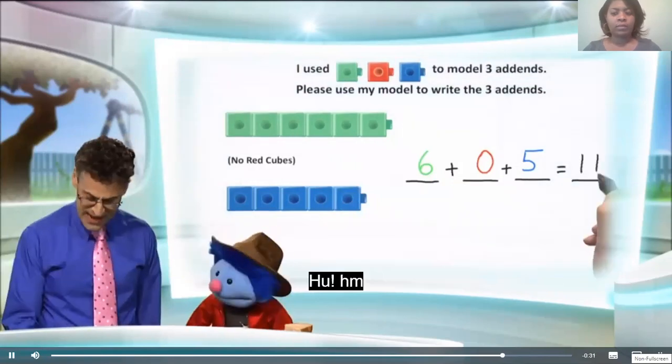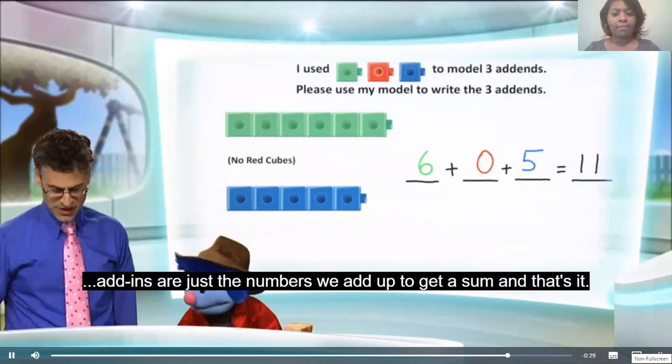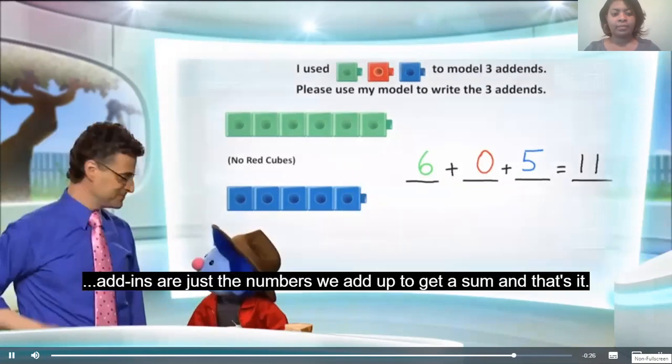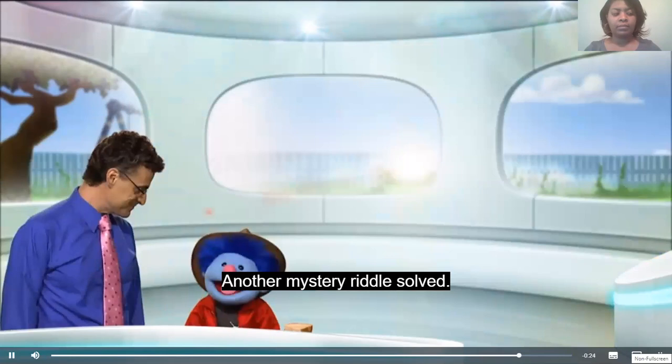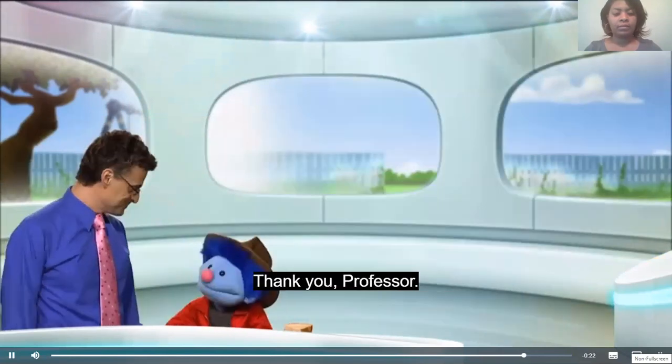And so now we can see what addends are. Addends are just the numbers that we add up to get a sum. And that's it. Another mystery riddle solved. Excellent. Thank you, Professor. You're welcome.